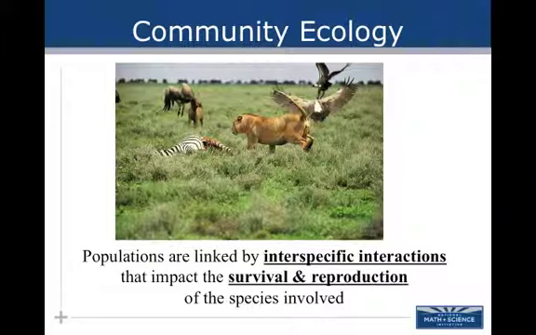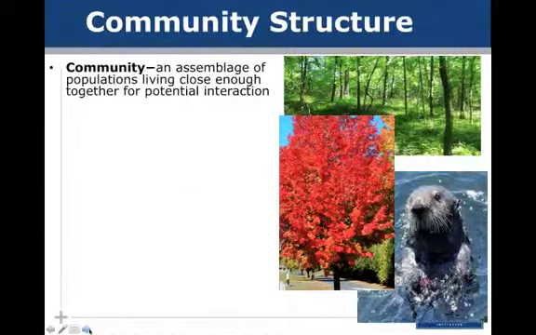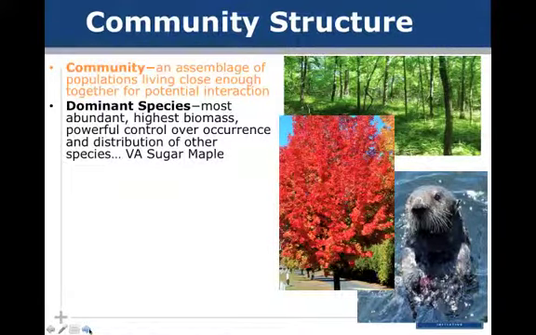So a group of populations of different species living close enough to interact is called a community. Community structure. Community is an assemblage of these populations that live close enough to have interactions with each other. You generally have a dominant species. This is the most abundant species in the area, the highest biomass, and generally has powerful control over occurrences and disturbances of other species. And an example of a dominant species might be a Virginia sugar maple.